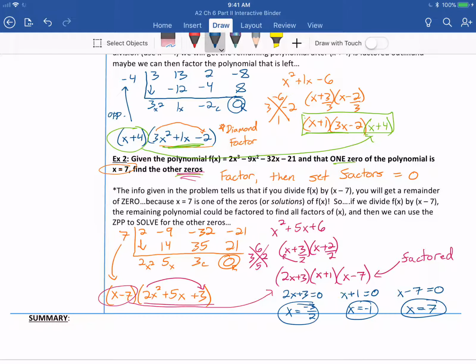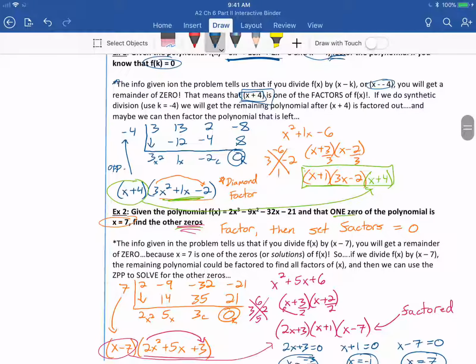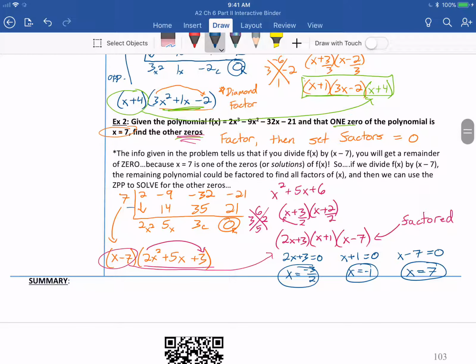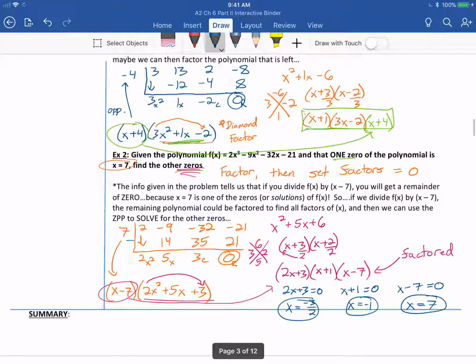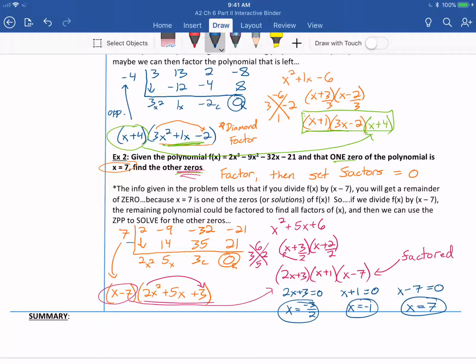All right, so this time they're giving you a 0. You have to do the synthetic division with the 7, find out what's left, and then you can factor that using the diamond form. All right, so that diamond form is a good thing to know. It still comes back from the first semester.